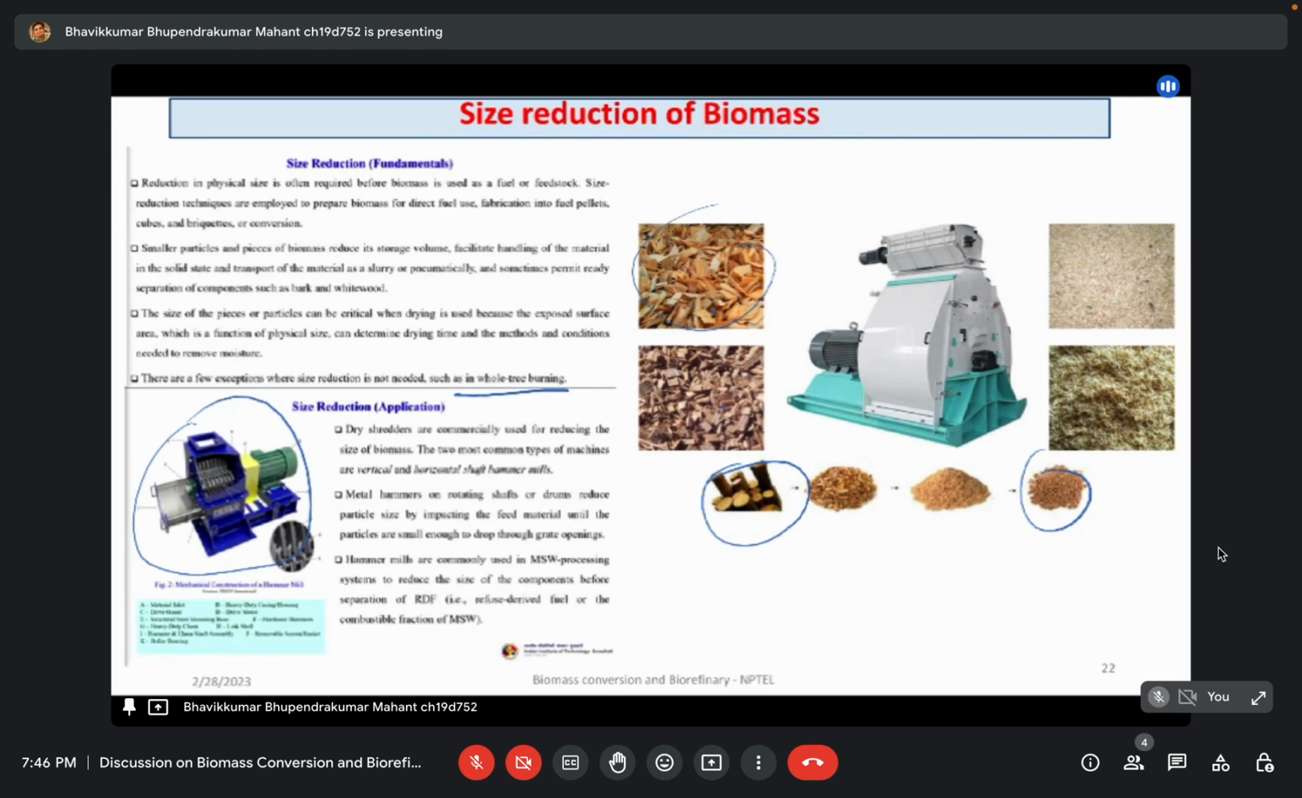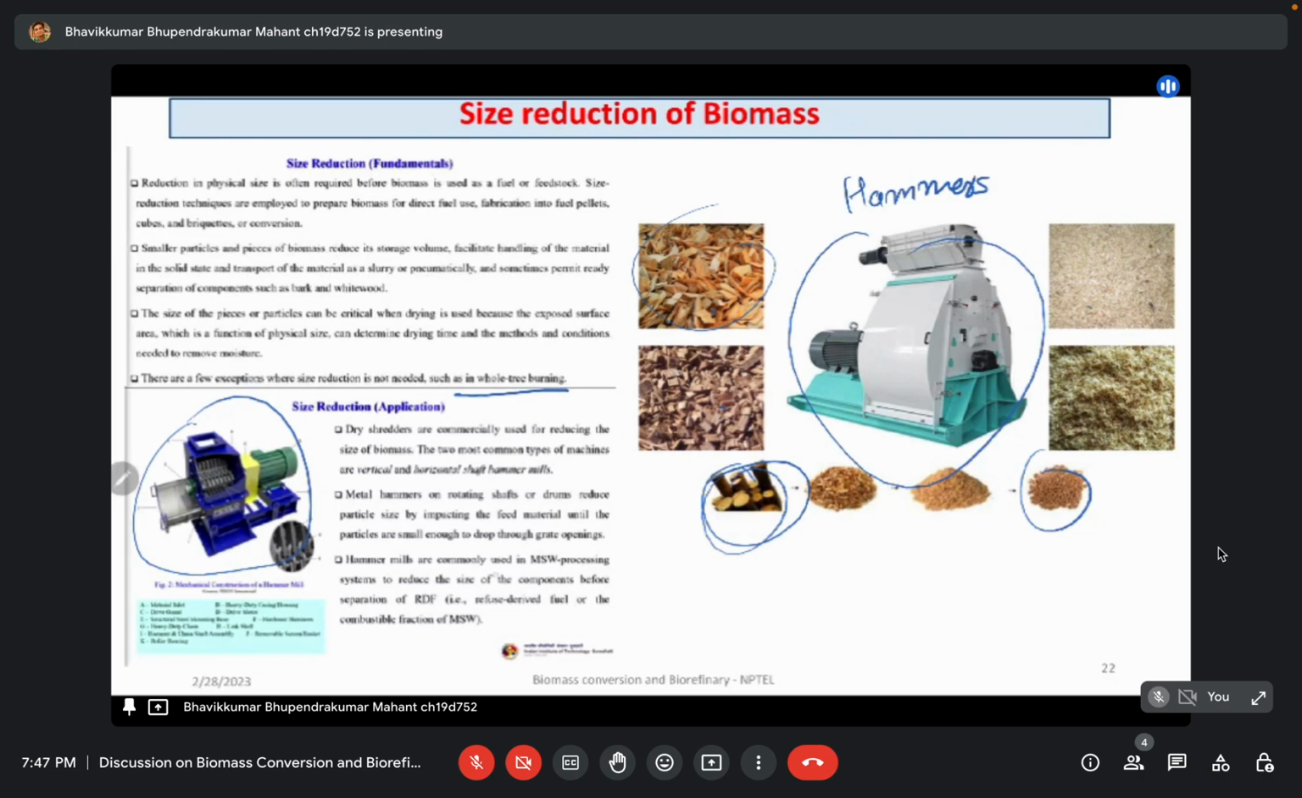Size reduction is needed because we can increase the surface area of the material. If you have a bigger size, then it's very difficult to transport from one place to another, and drying is also not that effective. In mechanical unit operations, there's a hammer mill, with a similar kind of structure. Hammers are any kind of rotating metal part, and when big logs of wood or biomass come into contact with the hammers, they get crushed.